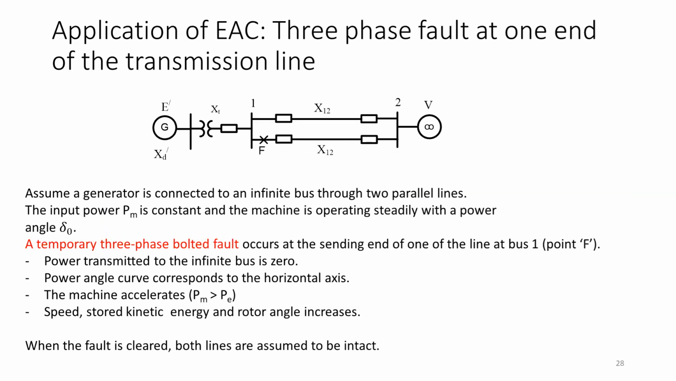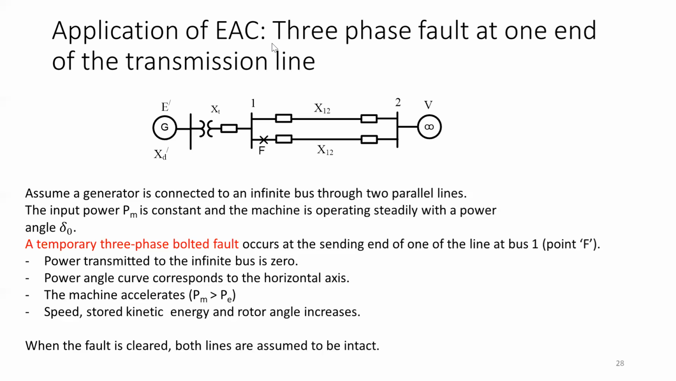So we start from here today. Previously we saw the application of equal area criteria. We saw how equal area criteria is applied if we have a change in the input side, that is, mechanical input power. So if there is a change in mechanical input power, then we saw how equal area criteria is applied and what was the significance of that. So now we'll change our application a little bit. That is, we'll apply a three-phase fault at one end of the transmission line.